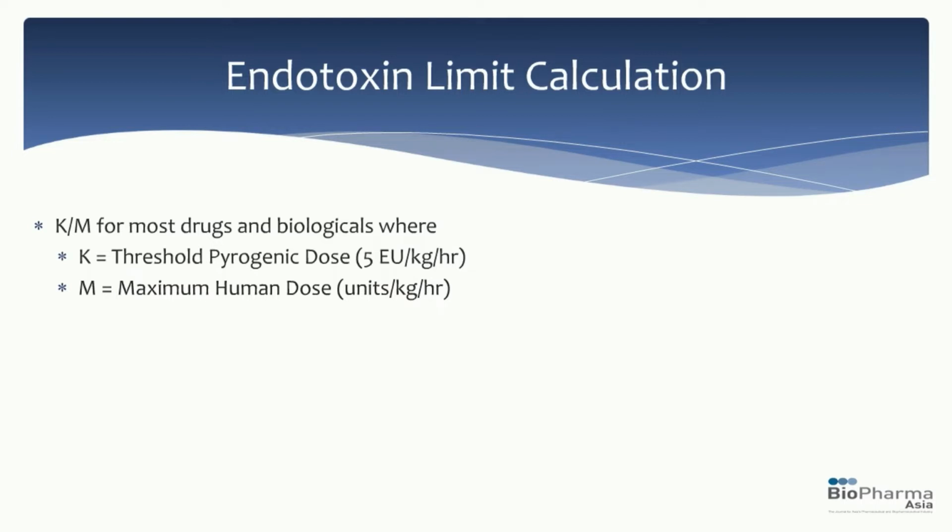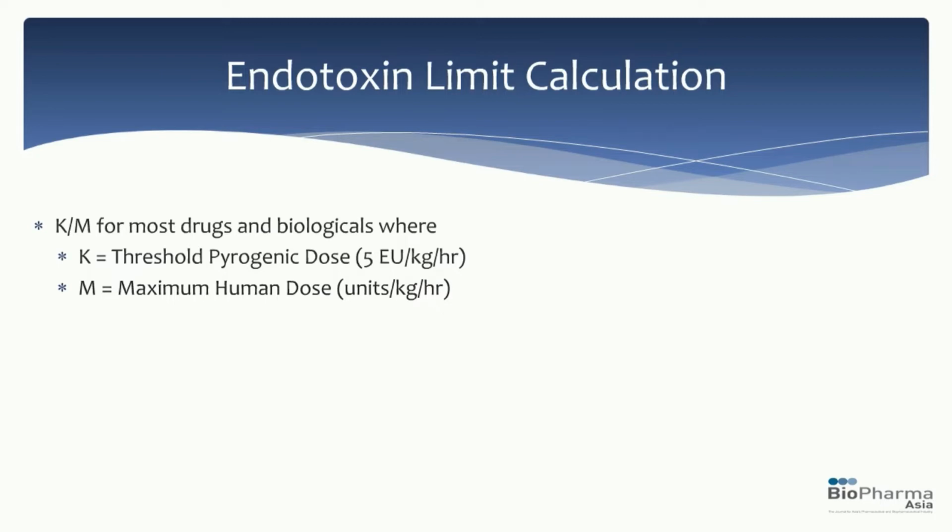So let's look at the endotoxin limit calculation. It's usually K over M is the formula, where K is the threshold pyrogenic dose. What's that? That's the amount of endotoxin in terms of activity it takes in order to induce a fever in a rabbit. Now, that's not the direct measurement. Actually, it's a statistical measurement. I think it's the lower 99th percentile of the mean pyrogenic dose when this was done years and years ago with lots and lots of rabbits.